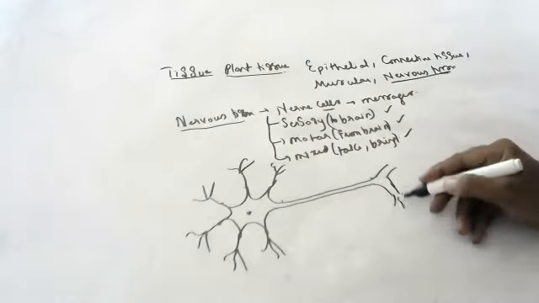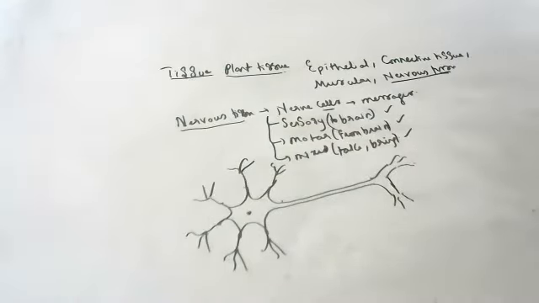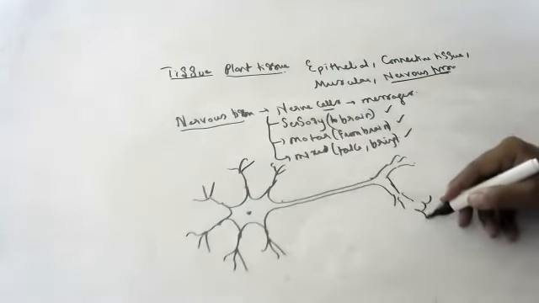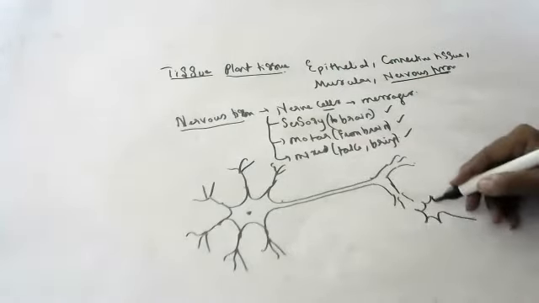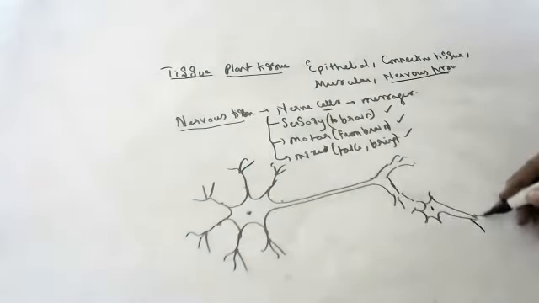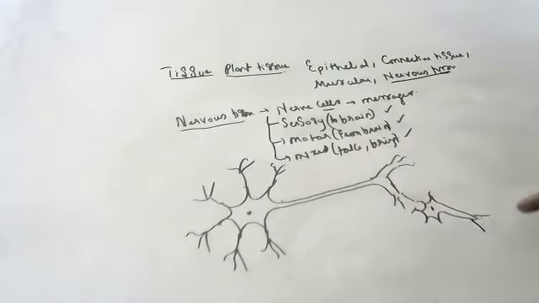Here it divides into so many branches. Again here, one more nerve cell will start, and that will continue like this. So many nerve cells are interconnected like this, children, one after another, one after another.